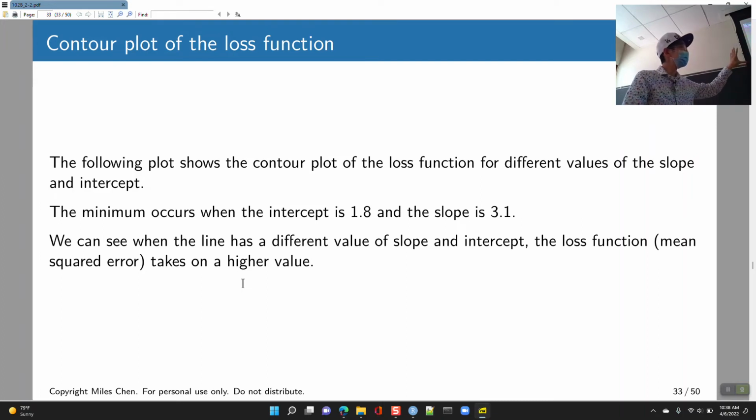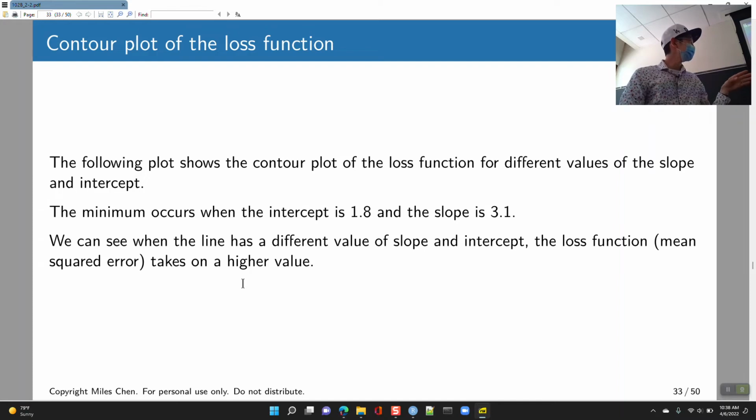Let me show you what this looks like. I'm going to show you a contour plot. The contour plot is a little bit strange to conceptualize. It shows the loss function, the mean squared error, or maybe the total sum of squares, they're just scalar multiples of each other, for different slope and intercept values. The minimum occurs when the intercept is 1.8 and the slope is 3.1.